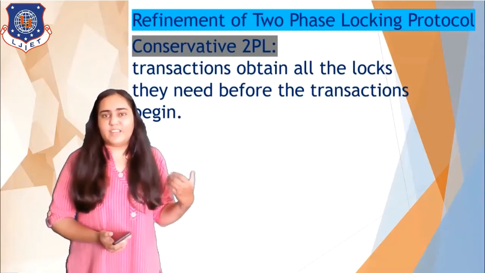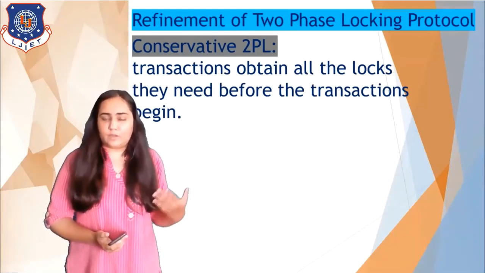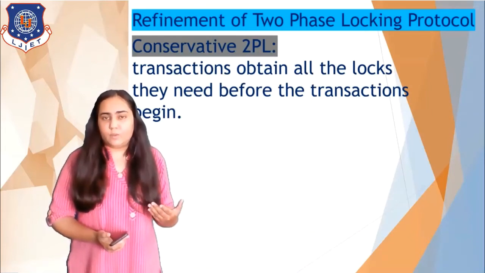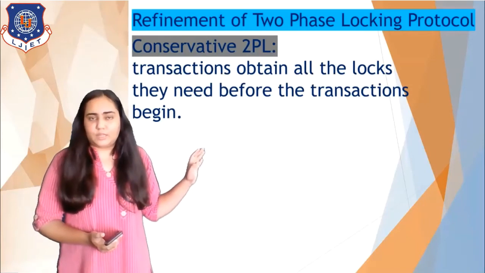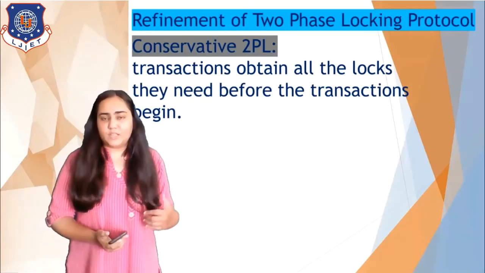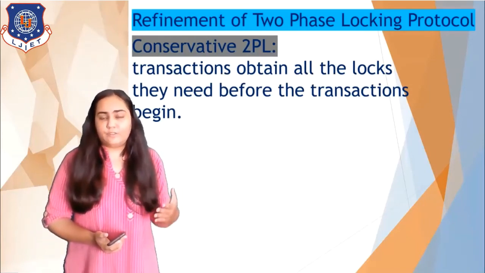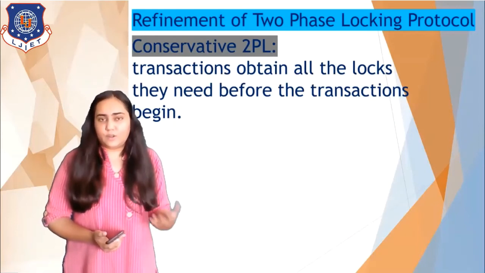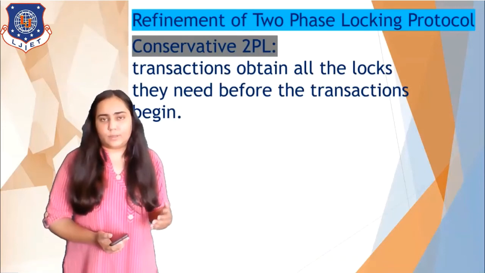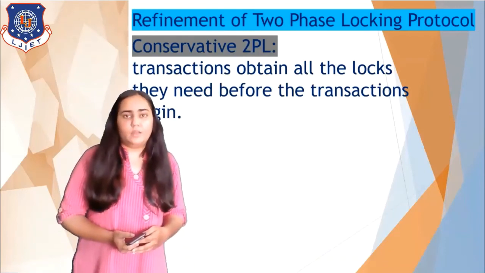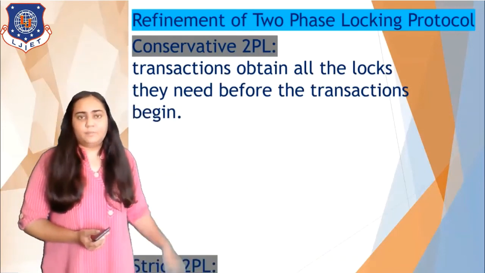So in order to prevent such a situation from happening where resources are being wasted, we can implement a conservative 2PL strategy where a transaction will only begin if it gets all the locks. If it does not get all the locks, the transaction will release whatever it has and stop and not begin at all. So that is a conservative 2PL.